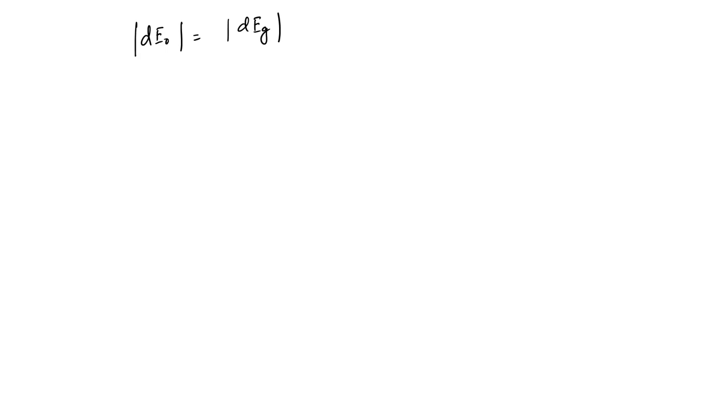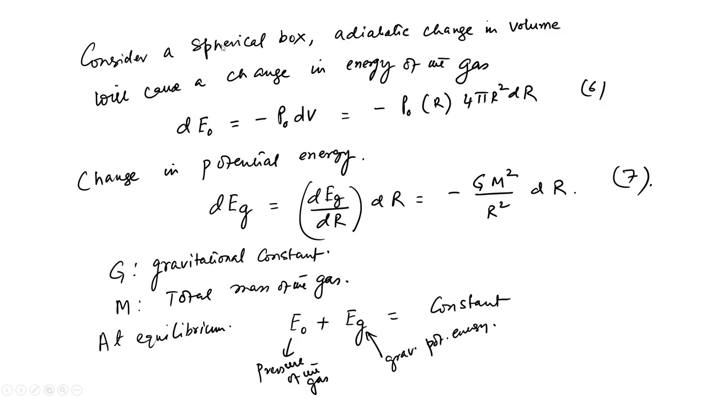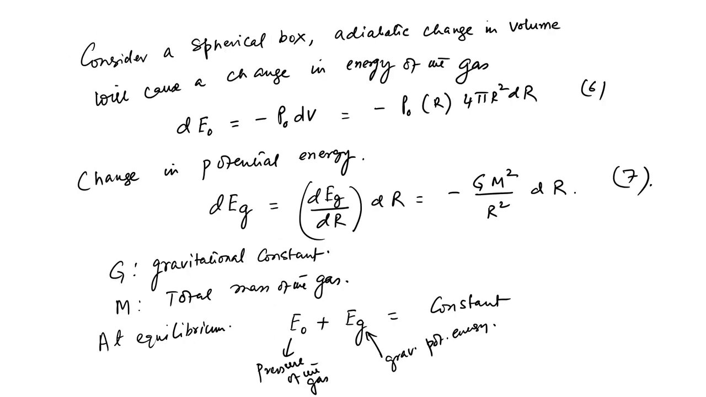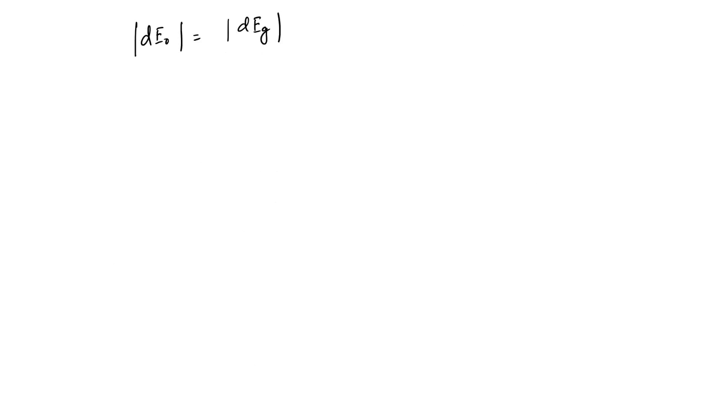Okay. So, if you look at equation 7, or equation 4, and then 6 and 7, if you equate dE0 and dE_g, then what we have is that p0, the ground state pressure for a given radius of the star, is G M squared divided by pi r to the power 4.